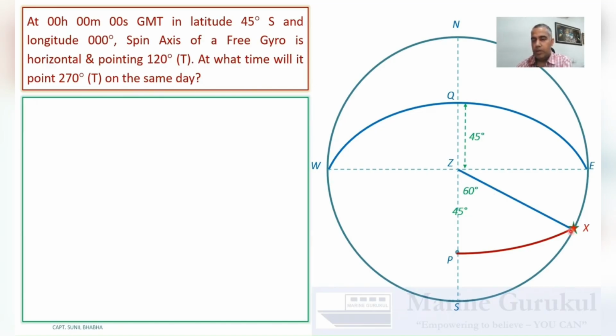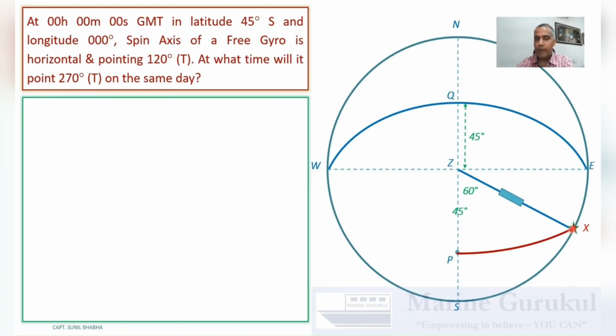Now in this triangle, if you look carefully, the side Z to X is 90 degrees. Zenith is represented by Z. The star is on the horizon at point X. Zenith to horizon is always 90 degrees. So Z to X is 90 degrees. And we can now see that triangle PZX is a special spherical triangle in which we have the side ZX as a 90 degree side.